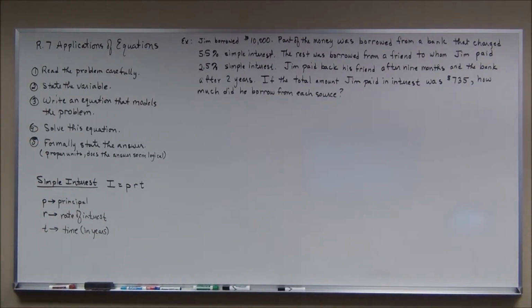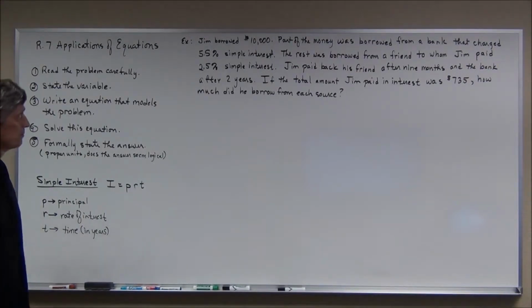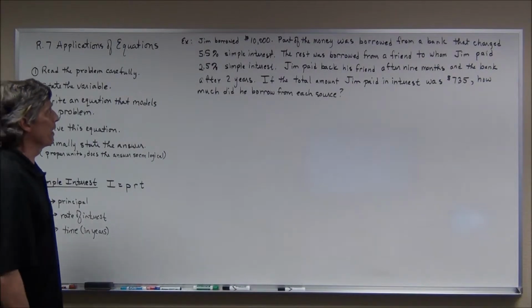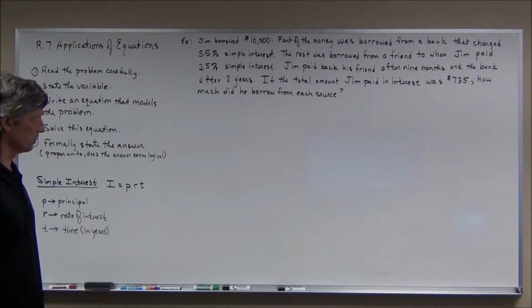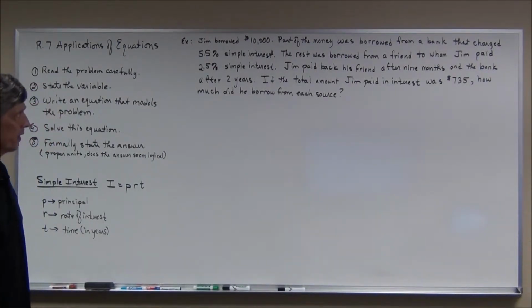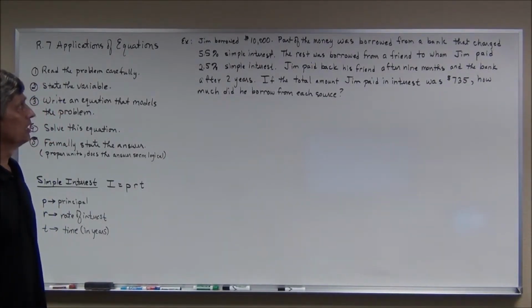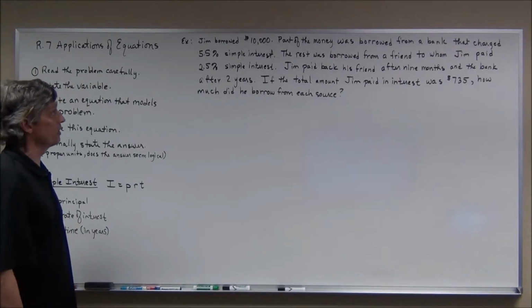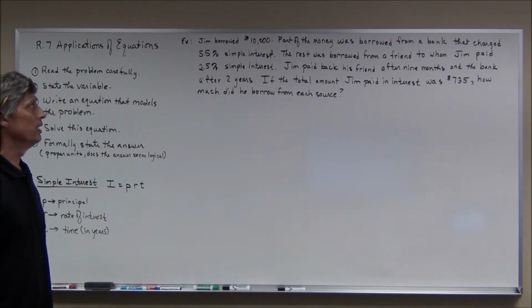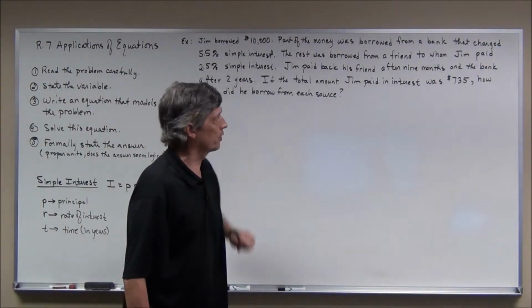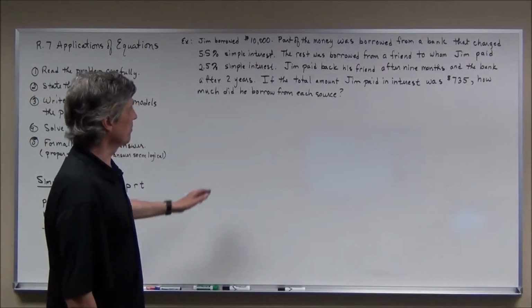And here's an example. It took a while to write this all out, so hopefully you'll enjoy this one. Jim borrowed $10,000. Part of the money borrowed was from a bank that charged 5.5% simple interest. The rest was borrowed from a friend to whom Jim paid 2.5% simple interest. Jim paid back his friend after 9 months and the bank after 2 years. If the total amount Jim paid in interest was $735, how much did he borrow from each source?